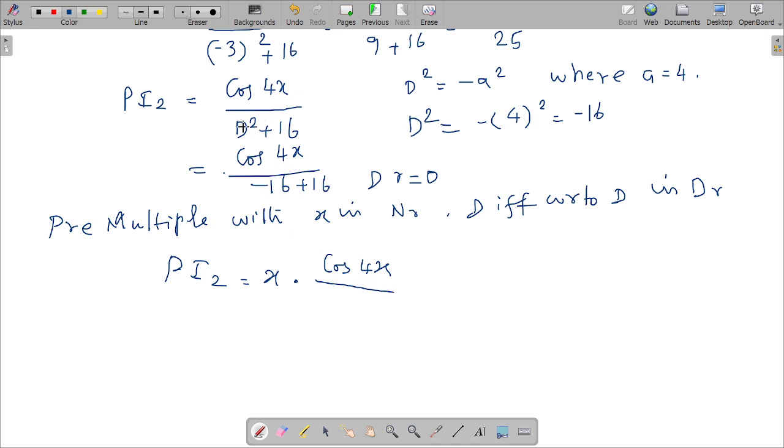If you differentiate with respect to D in the denominator, D square plus 16 is already there. So what is the differentiation of D square plus 16 with respect to D? We get 2D, 16 is constant. So here cos 4x by 2D.